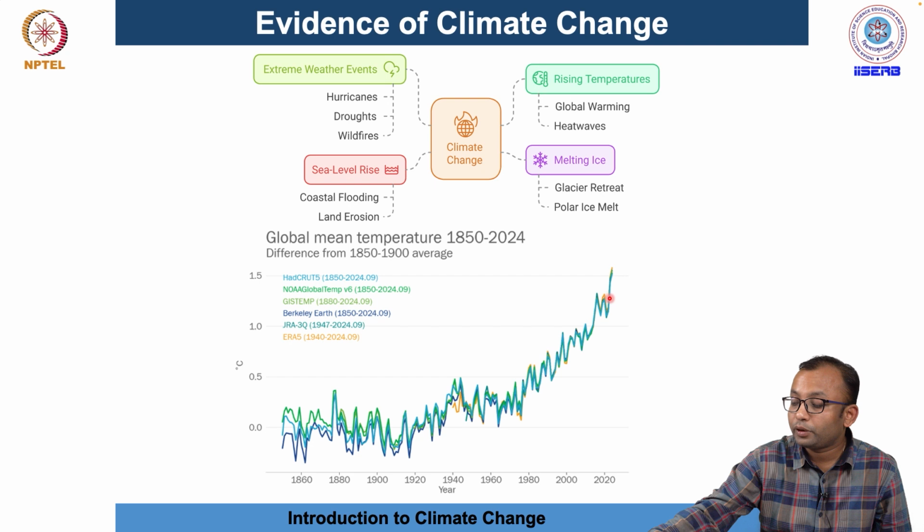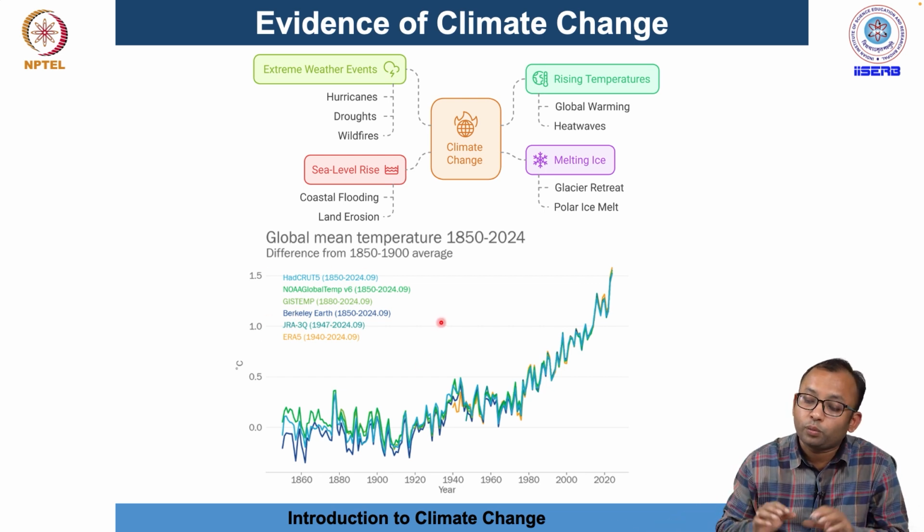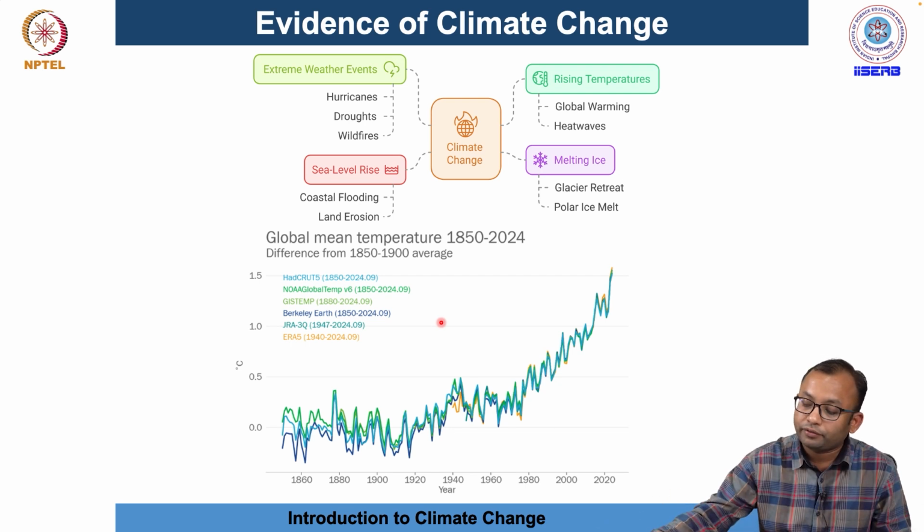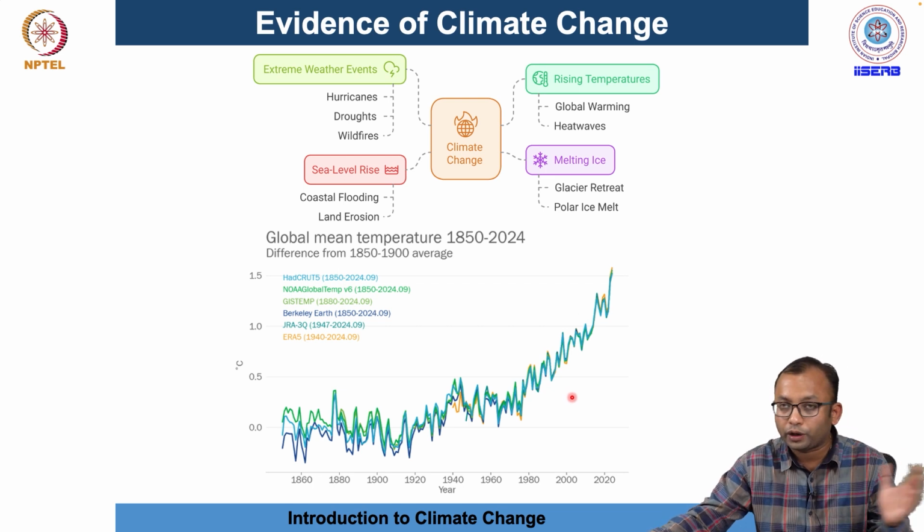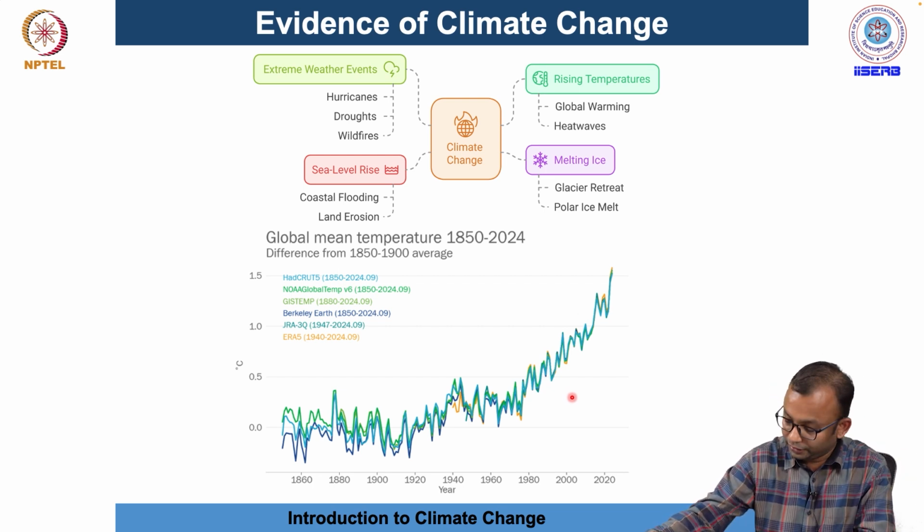Now if you talk about 2024, we have already crossed the 1.5 degree increment threshold, which has been set by various international authorities. All these data sources, whether ERA5, JRA, Berkeley Earth, or several other sources, suggest a similar story: the global temperature of the Earth's surface is increasing quite significantly if you compare the 1960s-80s to date. The rate of temperature rise is significantly higher compared to whatever we have seen so far in the historical period as well.